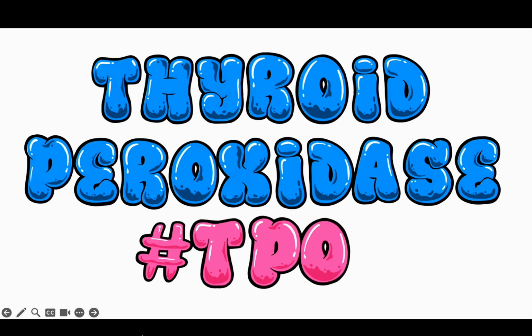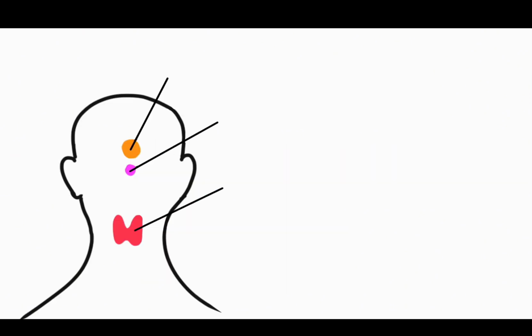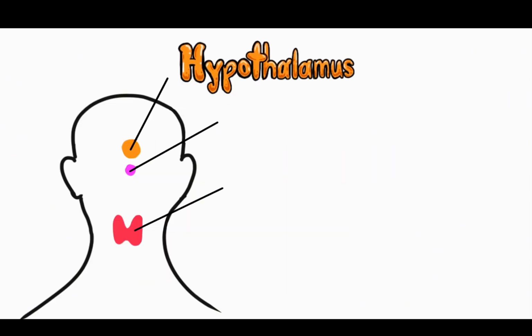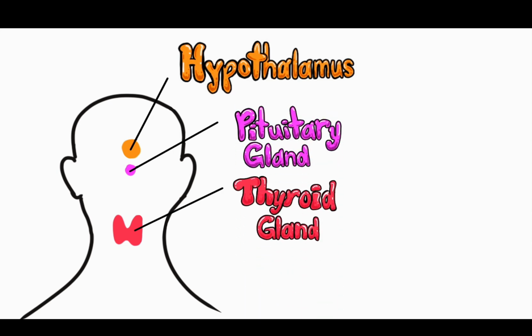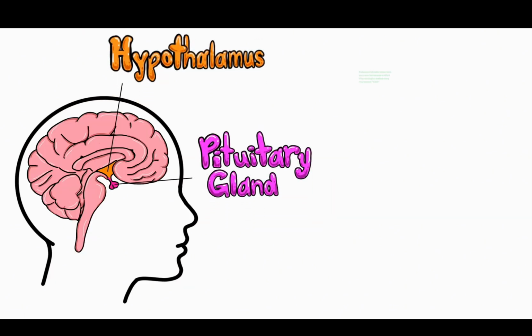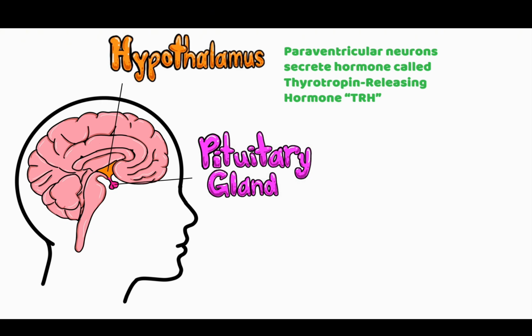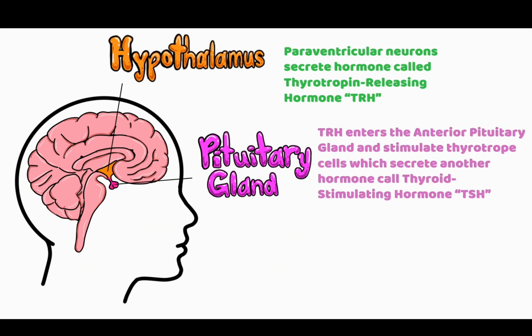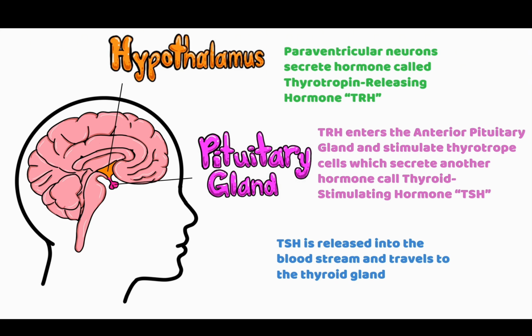Today we're going to be talking about thyroid peroxidase, also known as TPO, and the role it plays in the production of thyroid hormone. Thyroid hormone production starts in the hypothalamus, then to the pituitary gland, and then into the thyroid gland. In the hypothalamus, there are a pair of ventricular neurons that secrete a hormone called thyrotropin-releasing hormone, TRH. TRH enters the anterior pituitary gland and stimulates thyrotrope cells, which secrete another hormone called thyroid-stimulating hormone, also known as TSH. TSH is released into the bloodstream and travels to the thyroid gland.